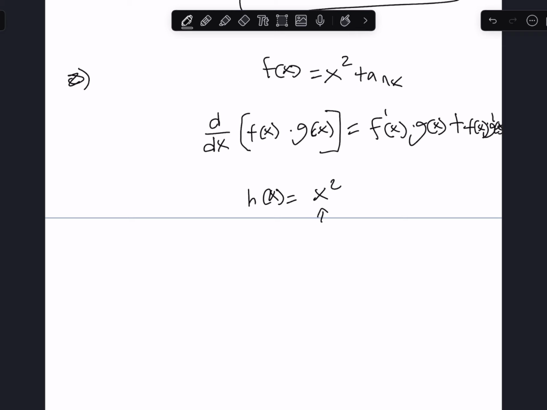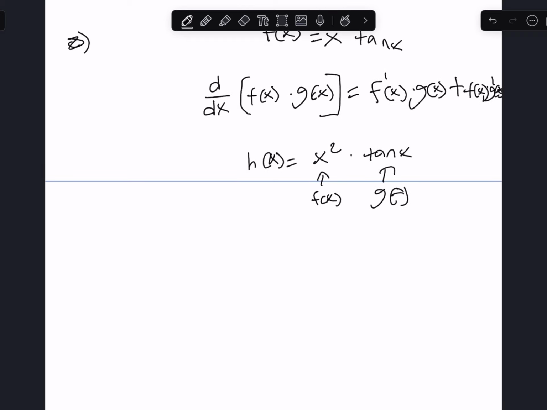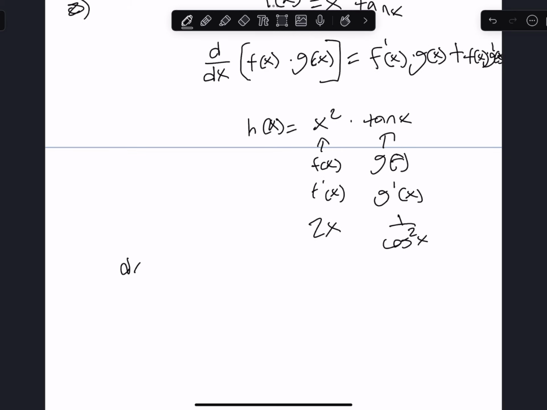x squared is our f of x times tangent x, and tangent x is our g of x. We know that the f prime of x squared is 2x, and the g prime of x of tangent x is going to be 1 over cosine squared x. Now, we just simply input this into our product rule equation, and we're going to get 2x tangent x plus x squared times 1 over cosine squared x.